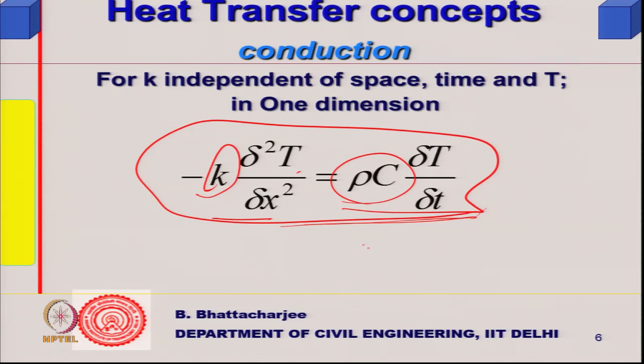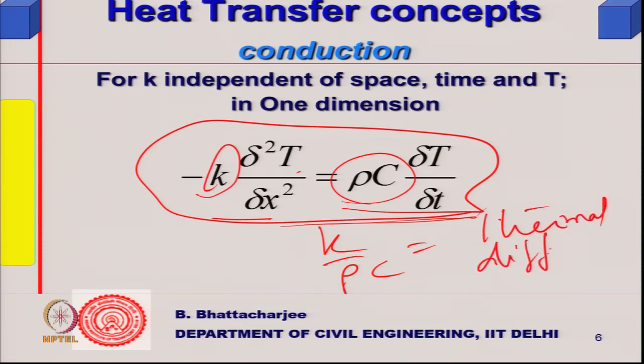So, these properties you can combine, K divided by rho C, and we call it thermal diffusivity. We will come to this sometime later on, and we will use it again later. So, this is basically the conduction phenomenon and conduction heat transfer. Let us look at convection.